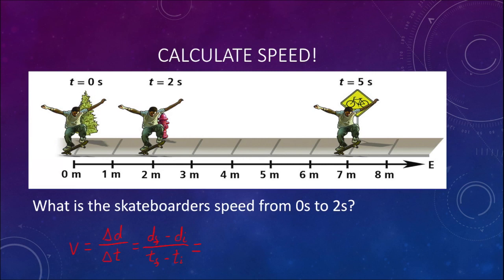In this example, our final distance is 2 meters, our initial distance is 0 meters. Our final time is 2 seconds, and our initial time is 0 seconds. This leaves us with 2 meters divided by 2 seconds, which gives us 1 meter per second.